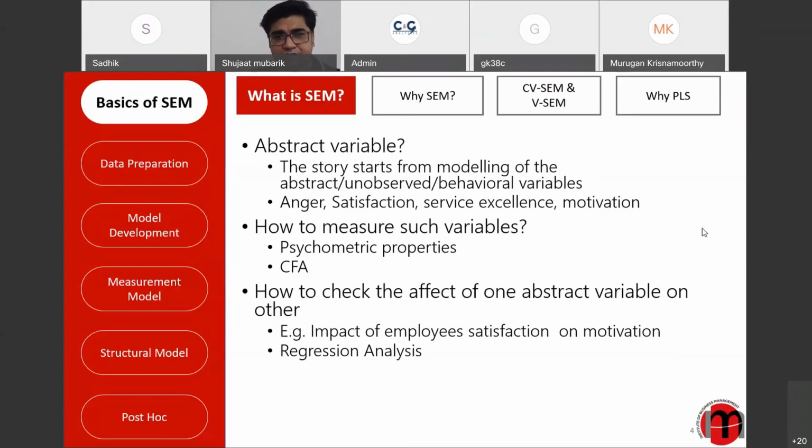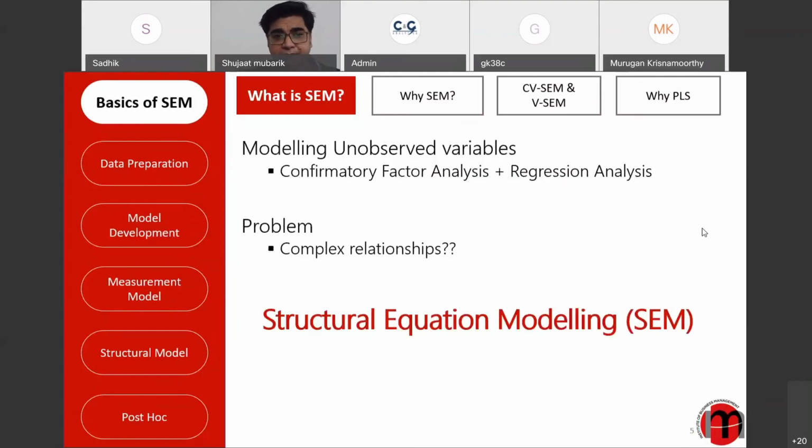So once people started facing the problem of first doing CFA, then regression analysis, and then modeling complex relationships, there was a big problem. So then the concept of structural equation modeling came into being. What structural equation modeling did, first of all, was combine the confirmatory factor analysis and regression analysis into one approach. Secondly, it was comprehensive enough to accommodate complex relationships, for example, mediation, moderation, and serial mediation, which we'll be discussing later on.